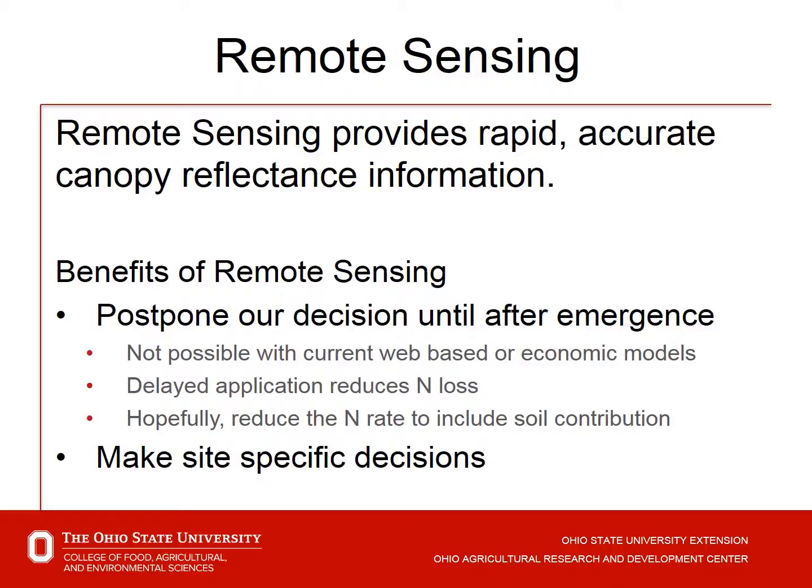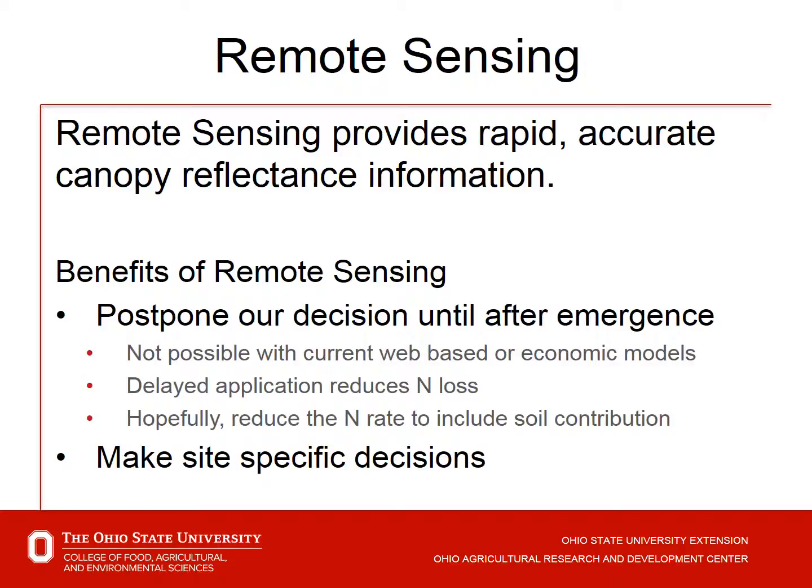And then remote sensing. Benefits of remote sensing: it allows us to postpone our decision until after emergence. That nitrogen we put on at the start of the season is more at risk to loss than the nitrogen we put on mid-season. So the idea would be we'd use a tool to base our nitrogen recommendation on as we get farther in the season.